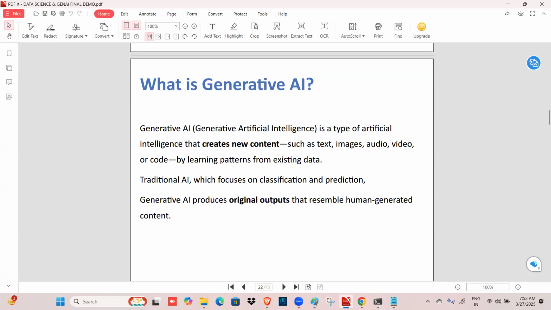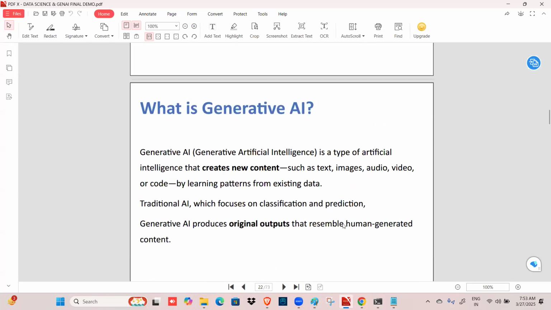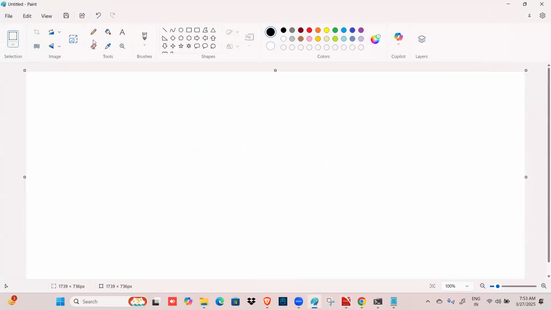And generative AI produces original outputs that resemble human-generated content. It means you ask for something that is not exactly present, but we are going to create that content, which is not available and is just like original content. So how are we going to generate that? What is the need of this generative AI? All these things we are going to see. And let's discuss why this generative AI is so important.